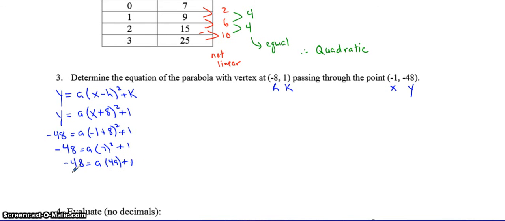Now you're going to solve this equation. So subtract 1 from both sides. And divide both sides by 49. So that makes a equal to negative 1. So the equation is y equals negative 1 times (x plus 8) squared plus 1.